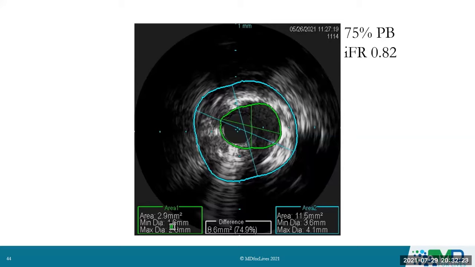So generally speaking, in a Western population, an area of 6 square millimeters or smaller correlates with an abnormal iFR in the left main, and treatment is recommended. In a Korean population, the study showed that 5.7 square millimeters was the cutoff. Regardless, I then performed physiology, so advanced a wire down and checked an iFR, which was 0.82, which is significant. 0.89 and lower means treat.